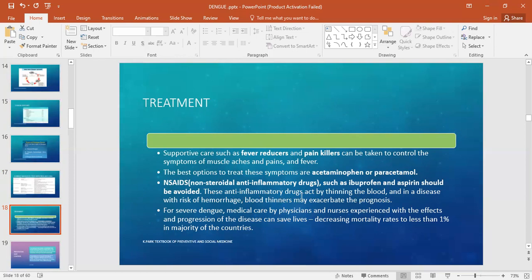These anti-inflammatory drugs act by thinning the blood, and in a disease with risk of hemorrhage, blood thinners may exacerbate the prognosis. For severe dengue, medical care by physicians and nurses experienced with the effect and progression of the disease can save lives, decreasing mortality rates to less than 1% in the majority of countries.